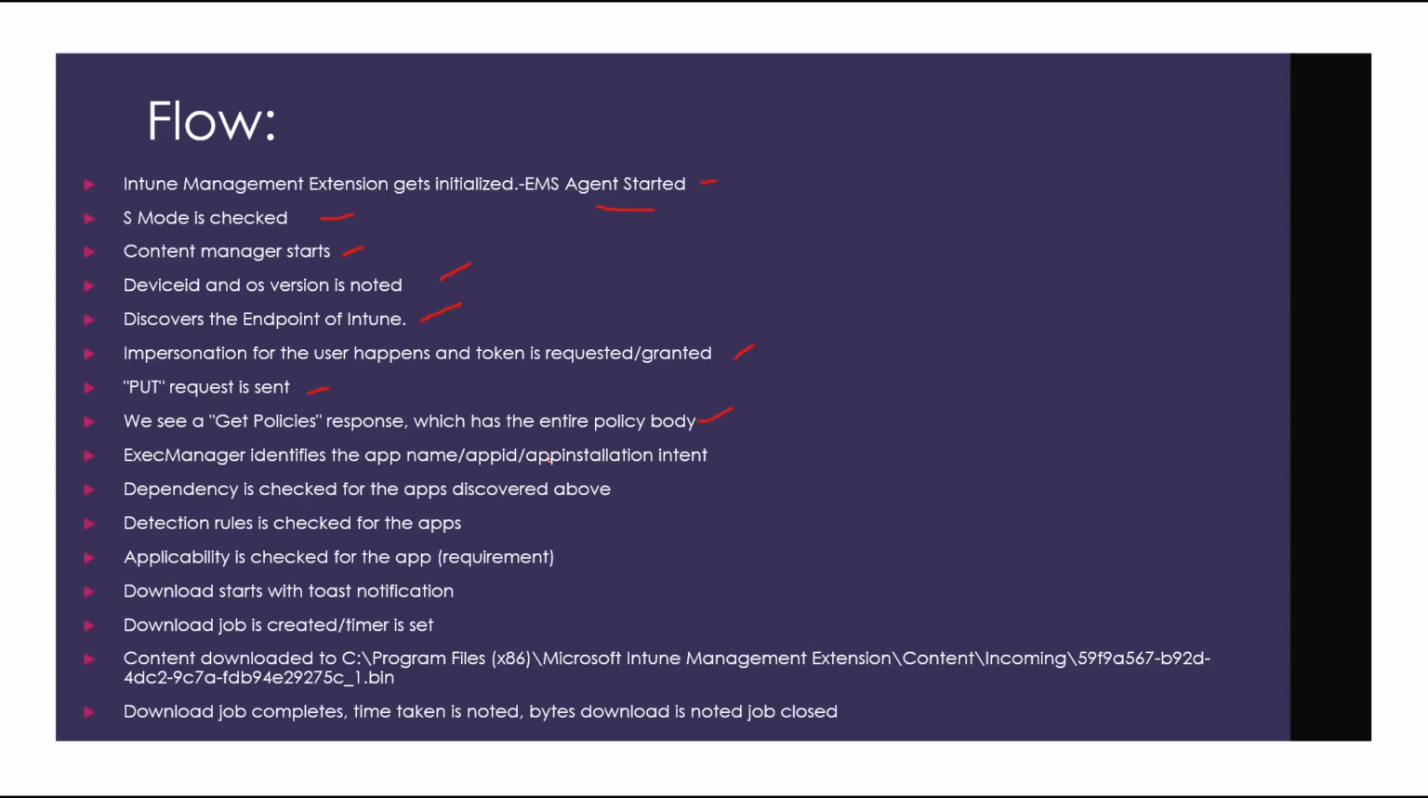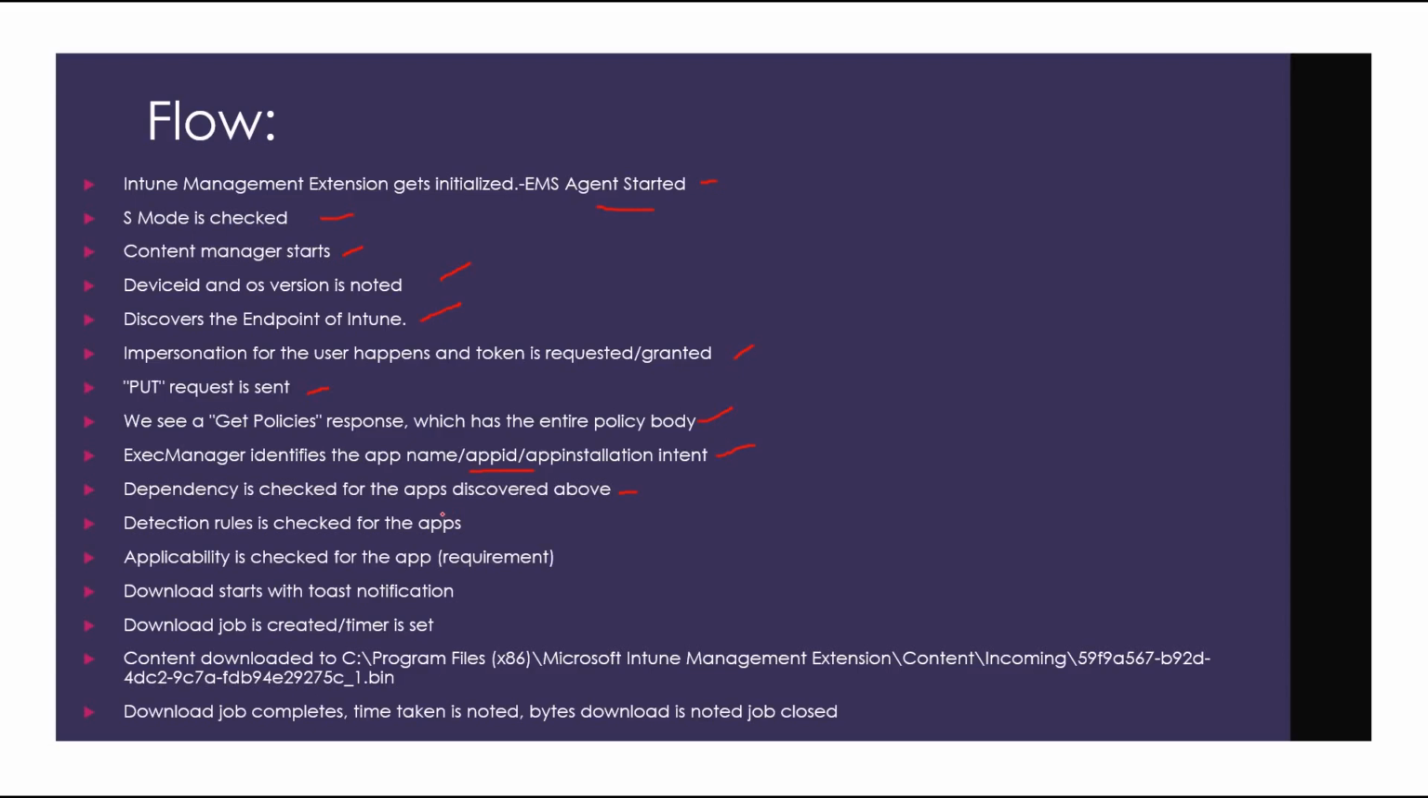Now the exec manager will identify the name of the application, the app ID, and the app installation intent. We can see the app ID over here, which should match the application ID that we can see from the portal. The first thing it will check is the dependency, and it will discover all the applications. Just like I said, if we have only deployed VLC media player, but VLC media player is dependent on 2 other applications, then all those 3 applications in total have to be installed, right? So IME is going to discover all those 3 applications.